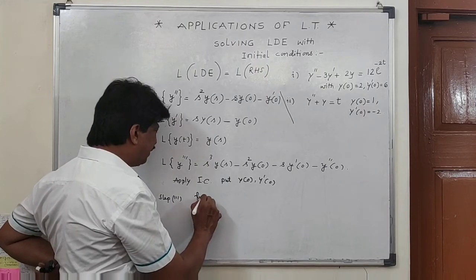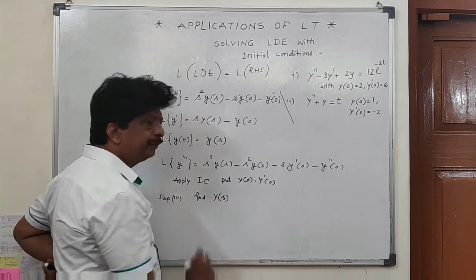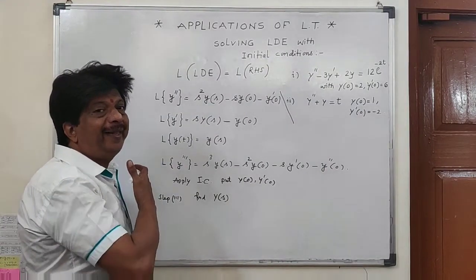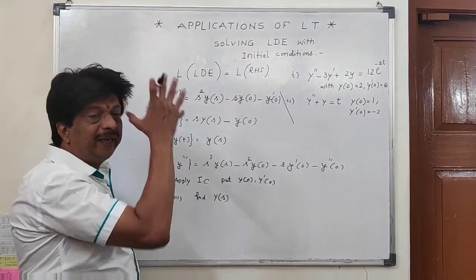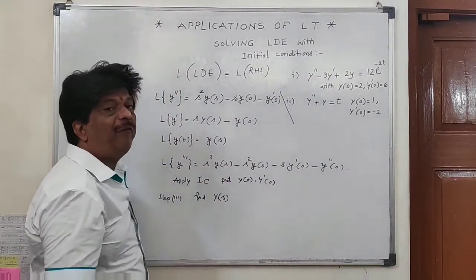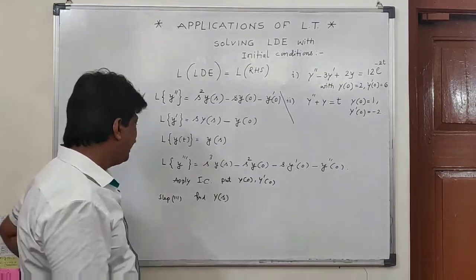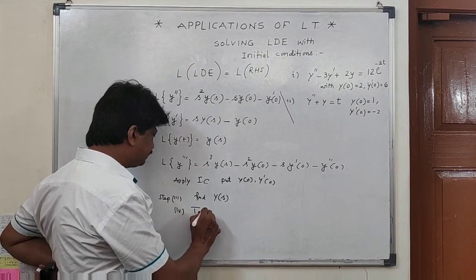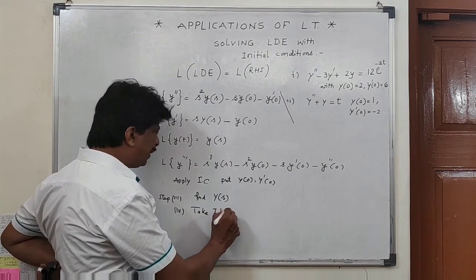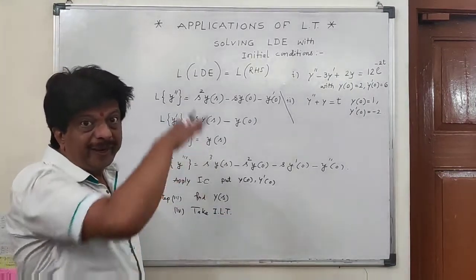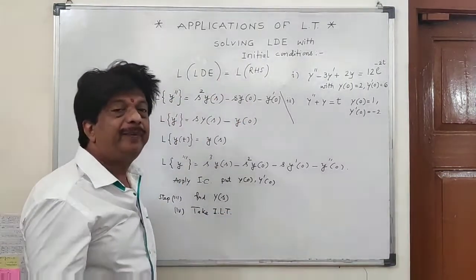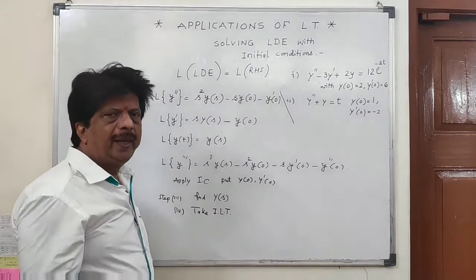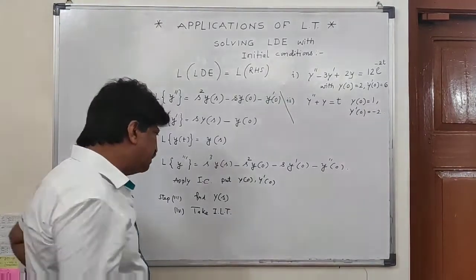Find or obtain y of s. Collect all the terms of y of s on the left hand side. Take the remaining terms on the right hand side, and from this calculate the value of y of s in terms of s. And last but not least, take the inverse Laplace transform. In the very first step, we have taken the Laplace transform. In the last step, take the inverse Laplace transform of y of s. And the inverse Laplace transform of y of s is y of t.